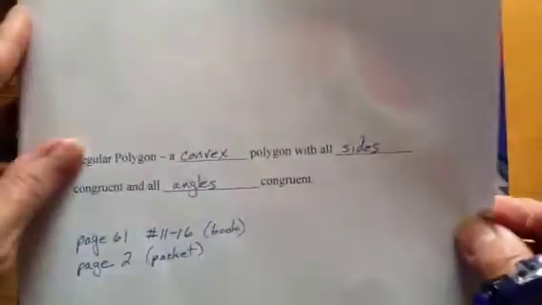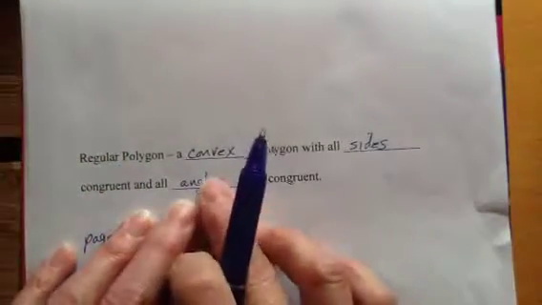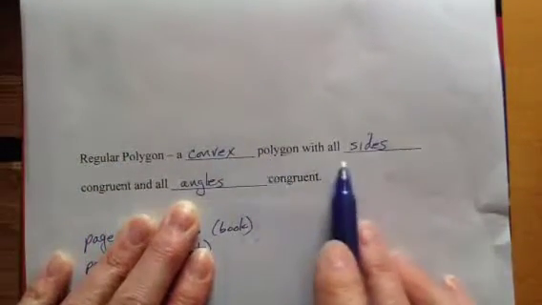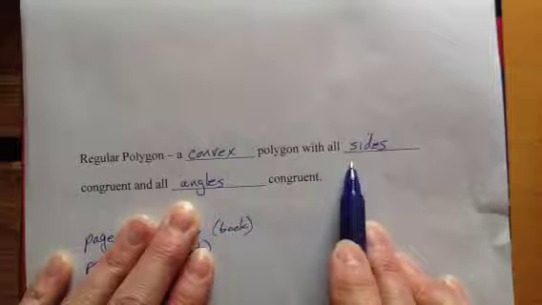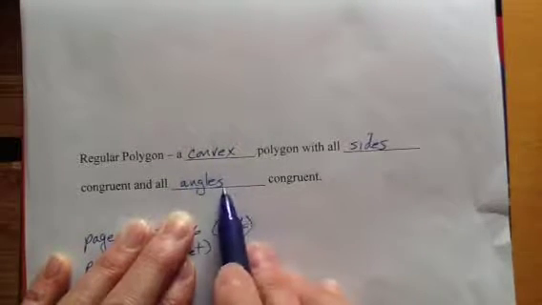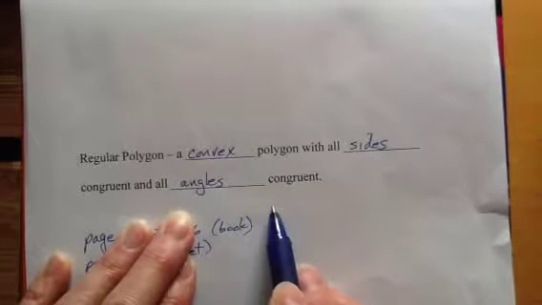Regular polygon, we've done this before. It is convex. It's a polygon with all sides congruent and all angles congruent.